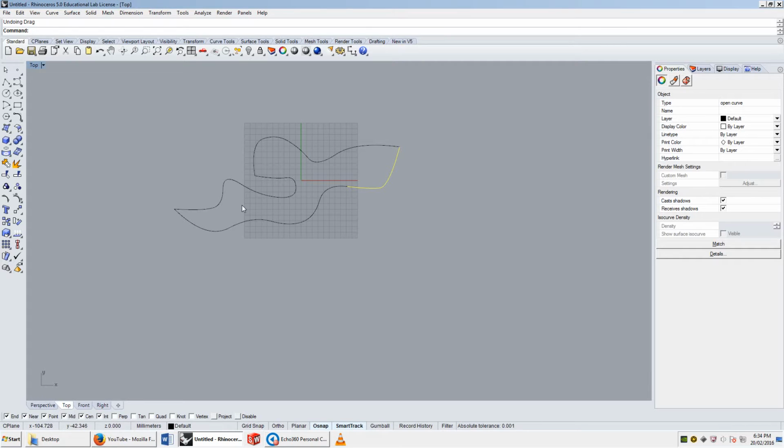There's closed and there's open, and I can explode and join them. Anything that's made up of several non-compound curves are compound curves, and anything that's not made of those are just normal Bezier curves or B-splines.